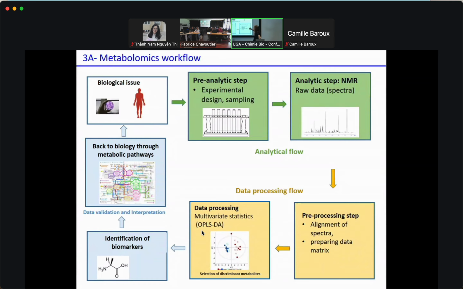And after that, back to the first point, which was the biological issue. So this is a general workflow of a metabolomics study.